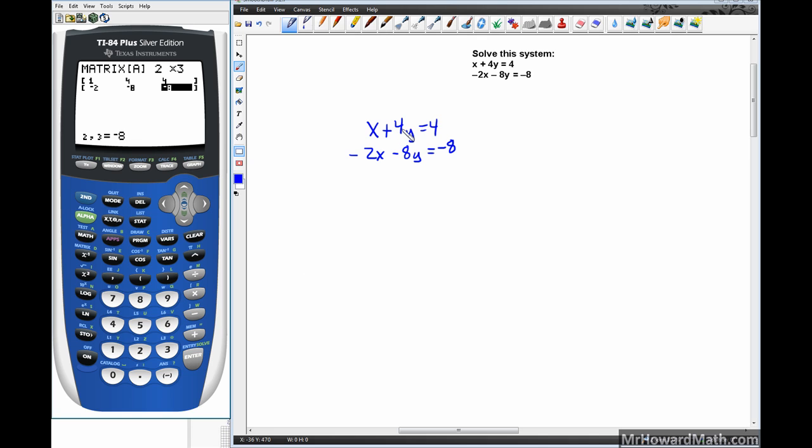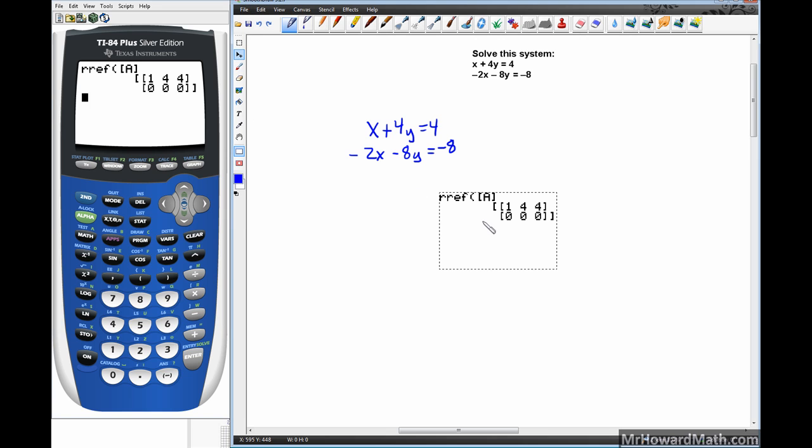Let's check our matrix. We need 1, 4, and 4, check. Negative 2, negative 8, negative 8, check. So everything checks out. Now second, quit. Back in, second matrix, over to math. Alpha, apps, second matrix, enter, enter. And let's get our printout pulled over here.